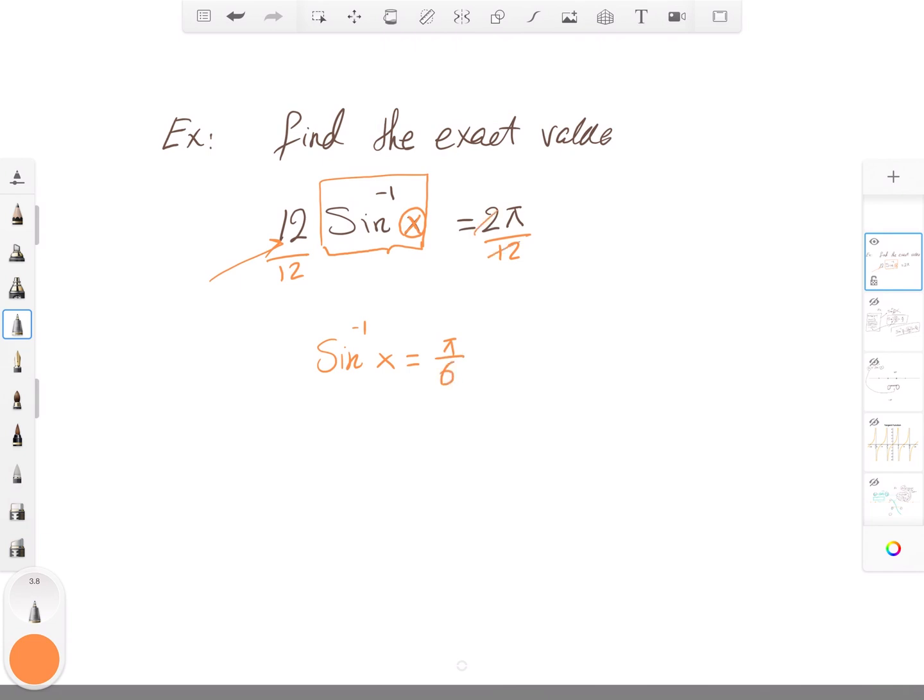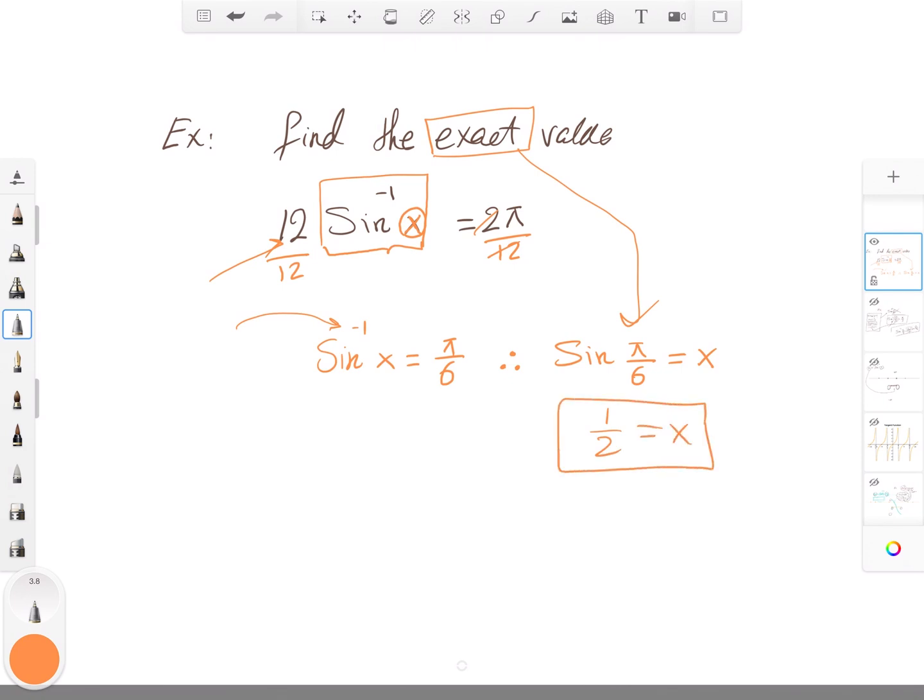2 pi divided by 12 is pi over 6. We have inverse. So this is exactly the same as writing sine of pi over 6 equal to x. Because they said find the exact value, you should know that you don't need to use a calculator. This is 1/2. So x is going to be equal to 1/2.